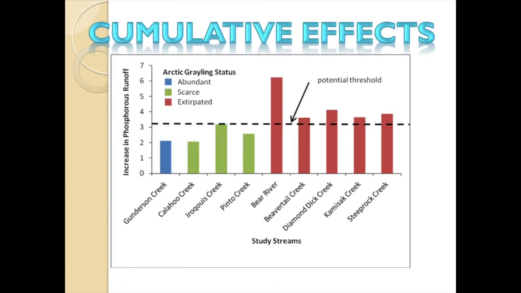So, can I make my pitch for a connection from land use through dissolved oxygen to Arctic grayling? I'd like to suggest that I can. Those land use areas that had this increase in phosphorus runoff always showed extirpated grayling populations above that threefold level. And those were the same creeks that had different dissolved oxygen regimes.